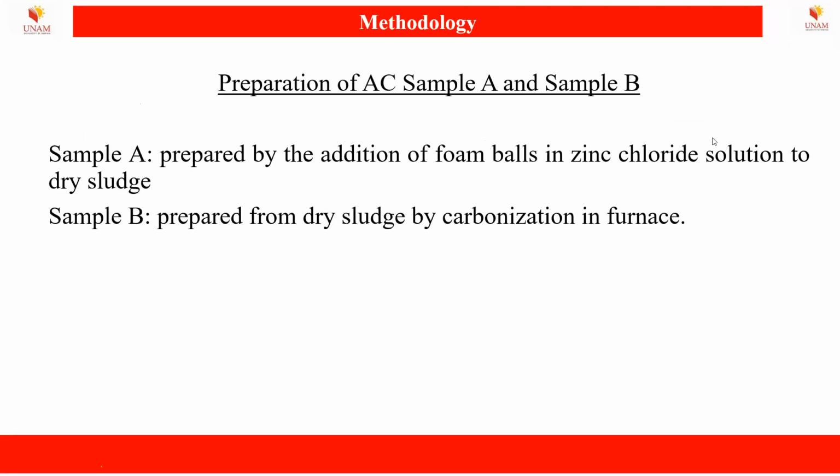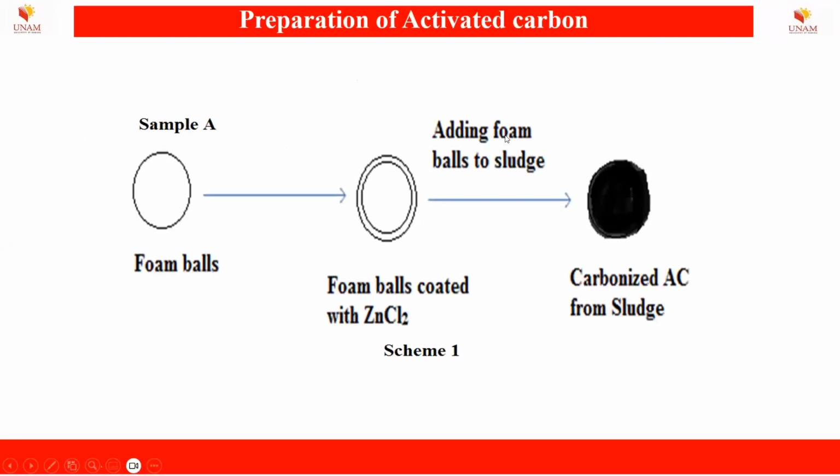Methodology: samples A and B of AC are prepared. Sample A is prepared by adding foam balls in zinc chloride to dry sludge. The second method, sample B, is prepared from dry sludge directly by carbonizing in a furnace. Preparation of activated carbon: first, the foam balls are taken and zinc chloride is added, so it is coated around them, and these foam balls are added to the sludge powder. Then it is carbonized at a high temperature between 400 to 500 degrees centigrade for 1 hour. Then we see that the foam balls are coated with activated carbon, and it is used for wastewater treatment.